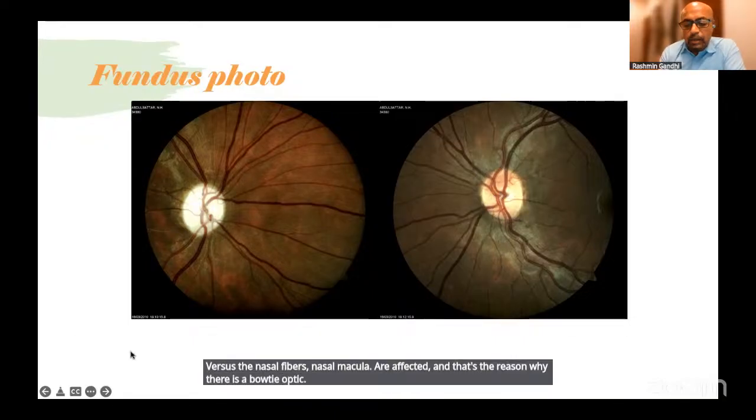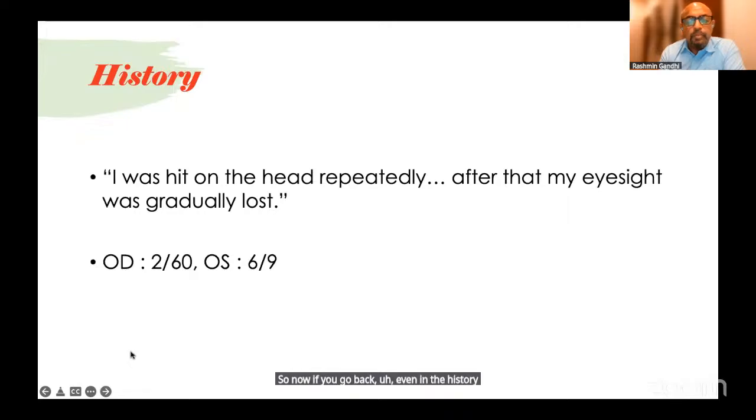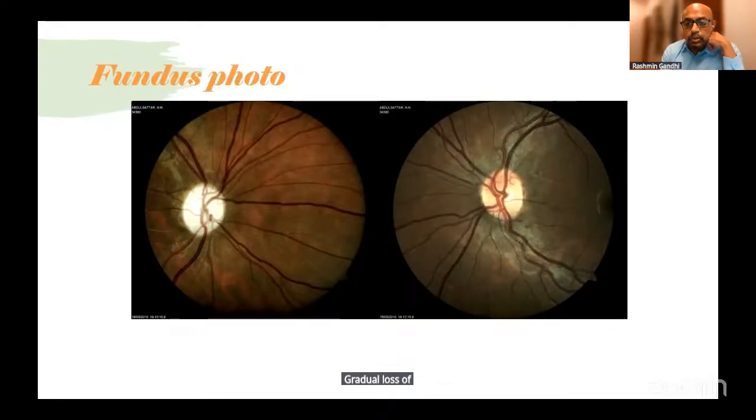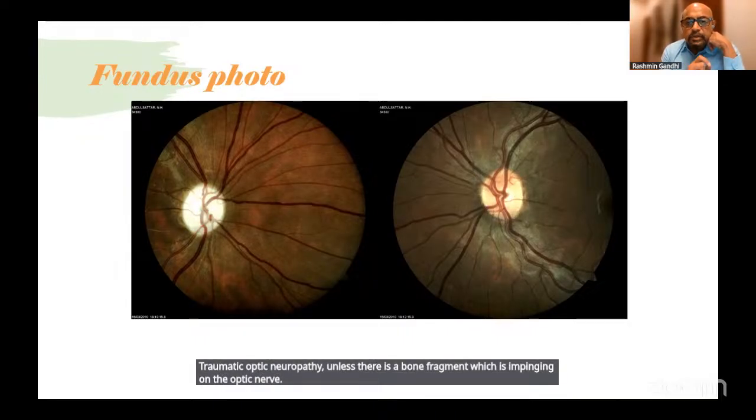So now if you go back, even in the history, the patient was very clear that after that unfortunate incident of violence, his visual acuity actually gradually went down. So these were very clear pointers: gradual loss of vision, which is not really a characteristic of traumatic optic neuropathy, unless there is a bone fragment which is impinging on the optic nerve, causing a compression of the optic nerve.